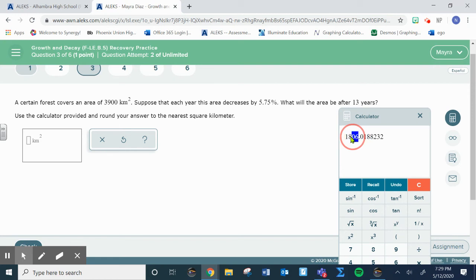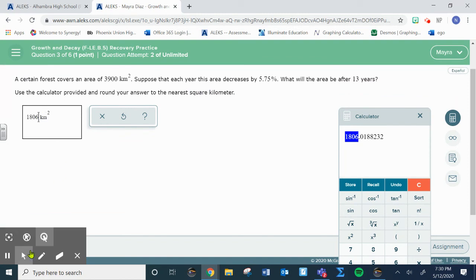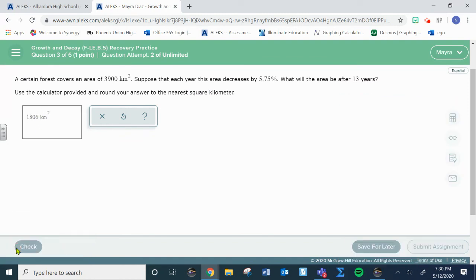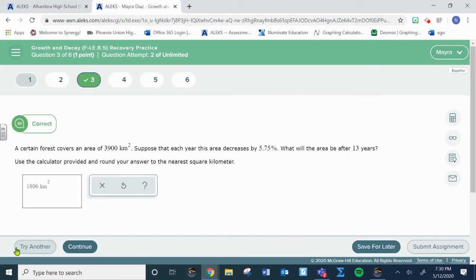So I'm just going to use the numbers in front of the decimal because it wants me to round to the nearest square kilometer. That just means the whole number. So 1806. I'm going to go ahead and push check. And boom, there you go.